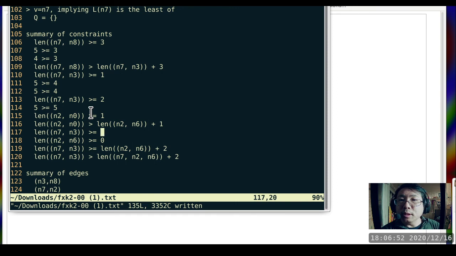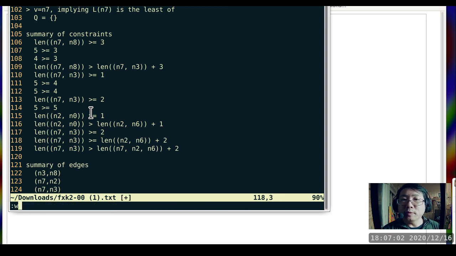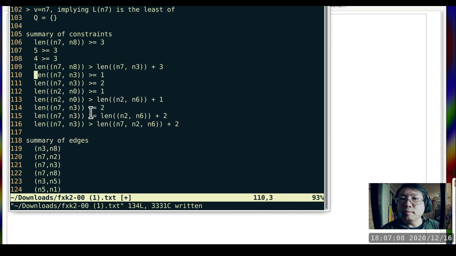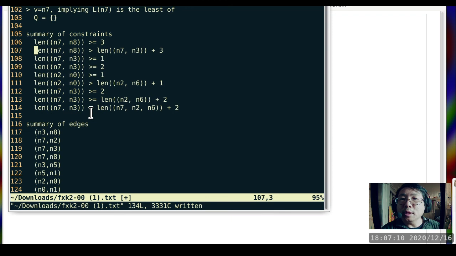Because we just know all the distances of all the edges need to be greater than or equal to 0. So this is really not telling us anything, so we can remove that. This is also not useful, not useful, not useful. There we go. All right, so now we look at these constraints.